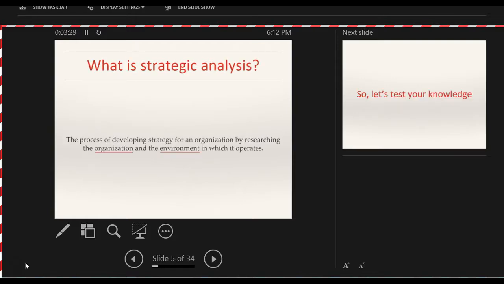So what the heck is strategic analysis? My Wikipedia search did it real fast. It's the process of developing a strategy for an organization by researching both the organization and also the environment in which it operates. Okay? There are many ways to do this. Dr. Kumar is going to touch on it a bit more, but this is the underlying theme of this day: how do you research and develop a strategy for your organization by looking both at the organization as well as the environment that you operate in.